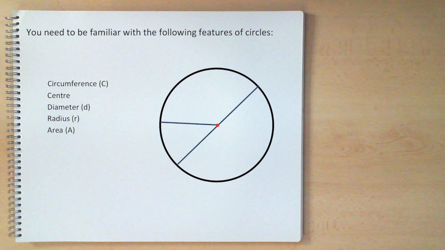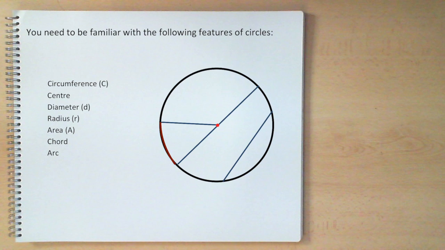So let's start with a chord. A chord is any line that goes from one part on the circumference to another. So a chord can be drawn anywhere on the circle, and you will notice that a diameter is also a chord. It's just a special kind of chord that goes through the centre of the circle as well.